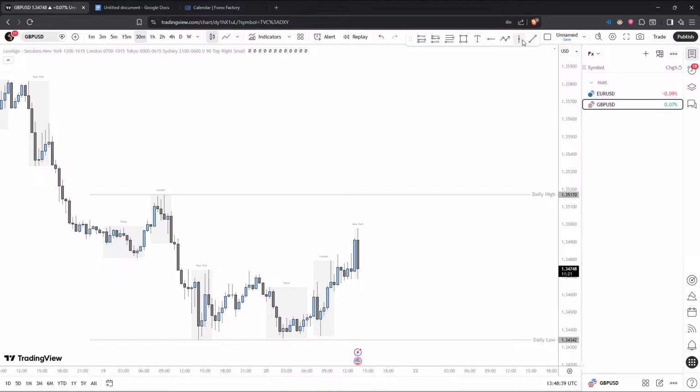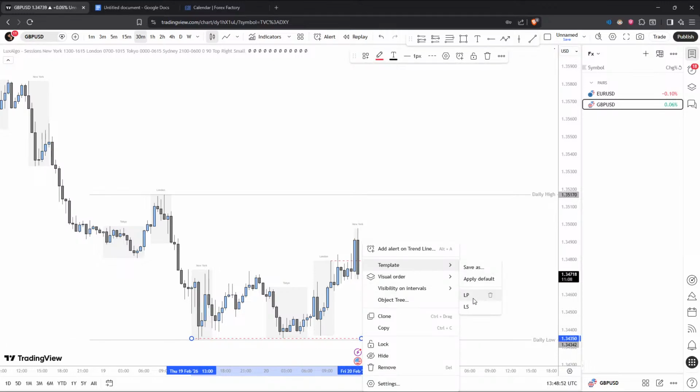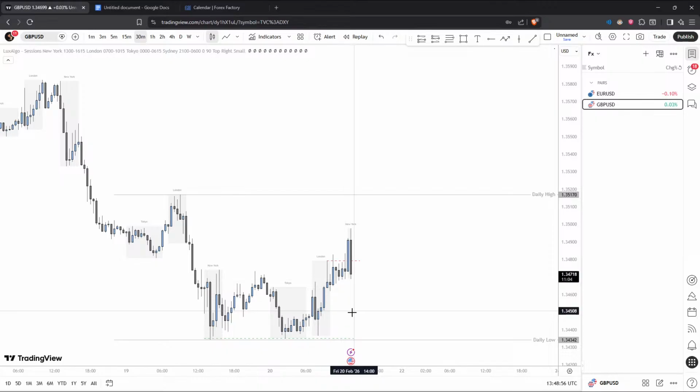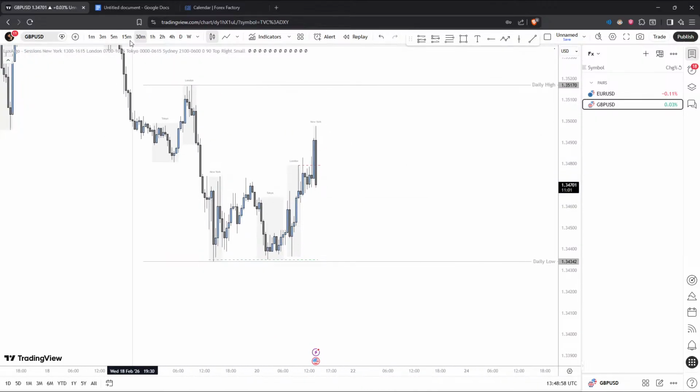And then I have a different system for this. This is our London high right here, which has already been swept. We do have a lot of liquidity actually over here, like a lot. And this is a liquidity pool. I'm going to put it like this. I think price is going to go down.